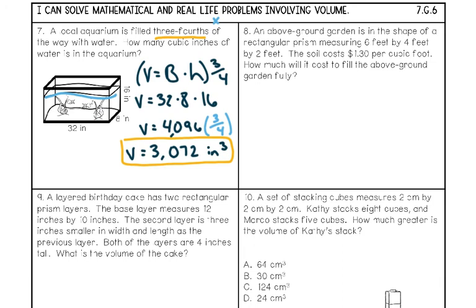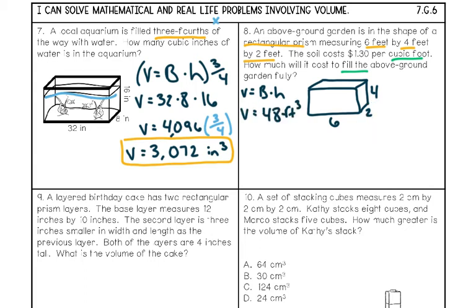Number 8 tells me I've got a rectangular prism, and it's 6 by 4 by 2. So the first thing I'm going to do is draw the picture. And the question goes on to tell me that soil costs $1.30 per cubic foot. Cubic foot is a clue word, and it asks me about filling the garden. So this is a question about volume. And since it's a rectangular prism, it doesn't matter where I put those numbers. I'm just going to multiply all three of them since the base shape is a rectangle. So the volume of the prism is 48 cubic feet.